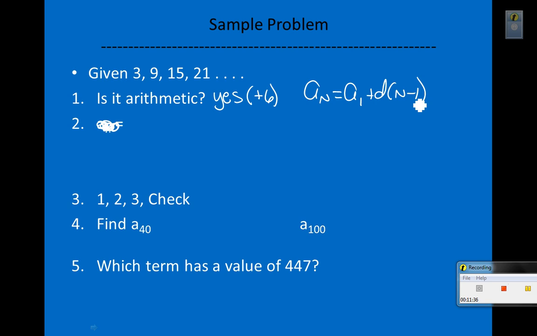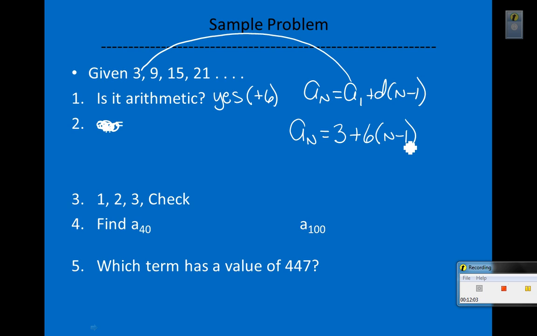Now here goes. A sub n does not change, so a sub n equals. You're going to go find me a sub 1. Well, here is a sub 1. It happens to be 3. Plus, my d value is 6. I'm going up by 6 every time. So I got 6 times n minus 1. Notice the n minus 1 stays.